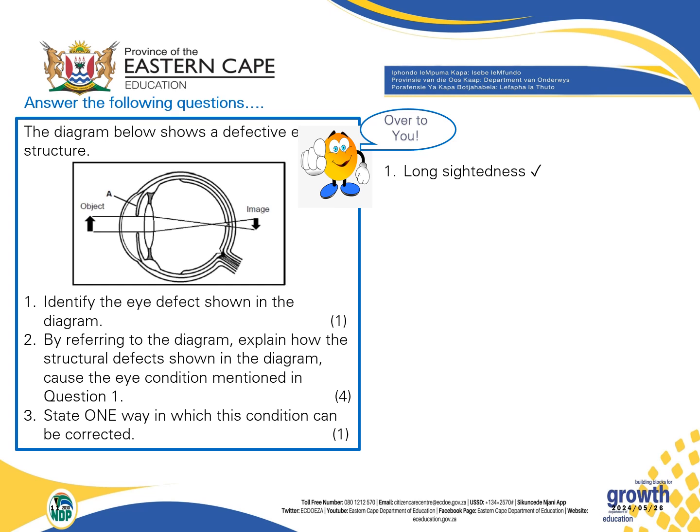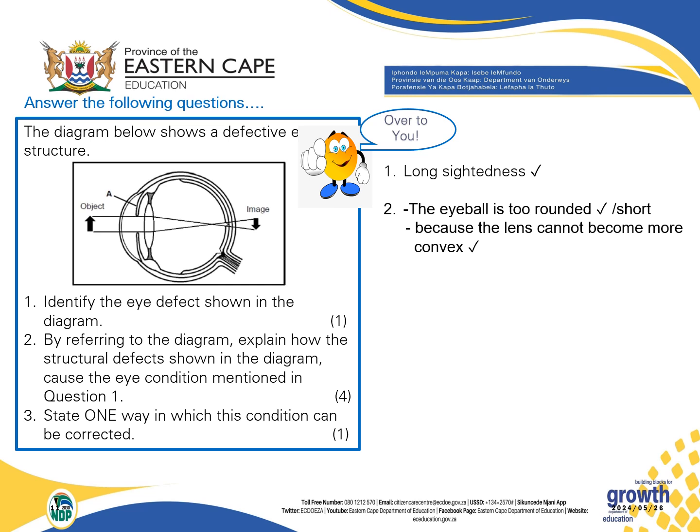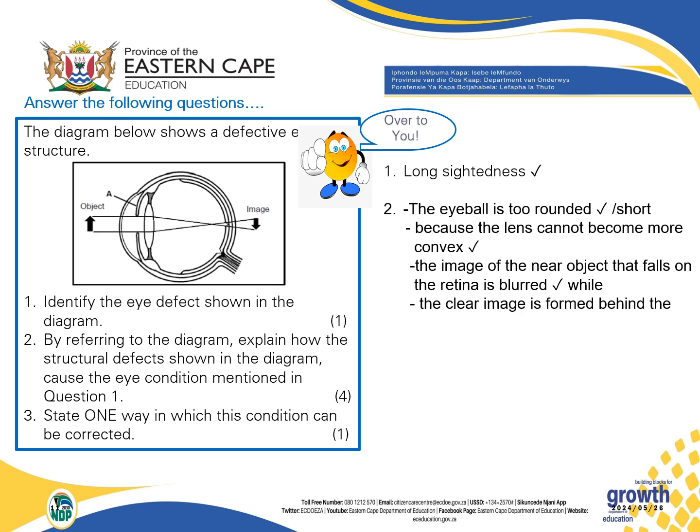Now, using this diagram, we need to explain how the structural defects, in other words, the defect in the lens and the eye shape, cause the condition mentioned here. Now, firstly, the eyeball is too rounded, it's too short, and the lens cannot become more convex. This causes the image of a near object that falls on the retina to be blurred, while the clear image is formed behind the retina.